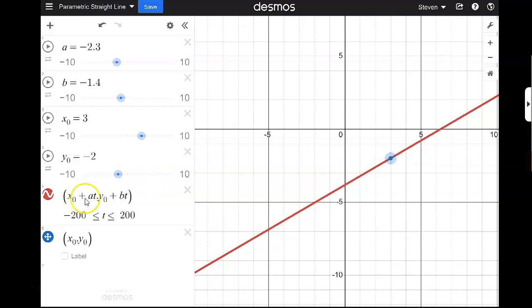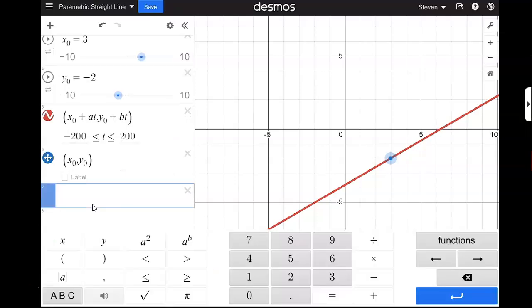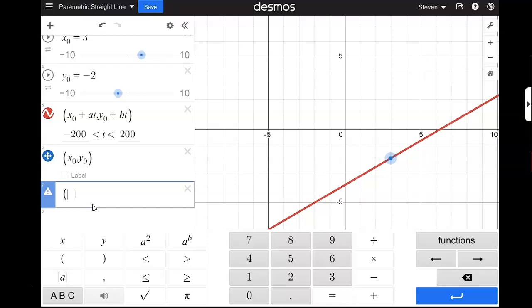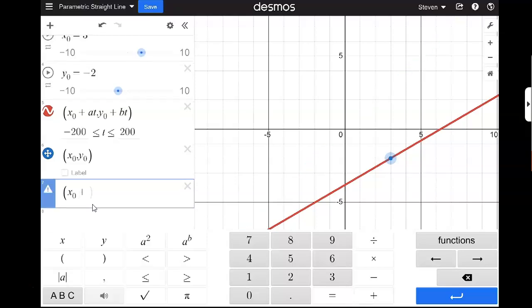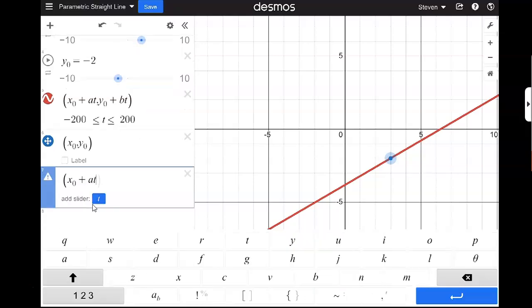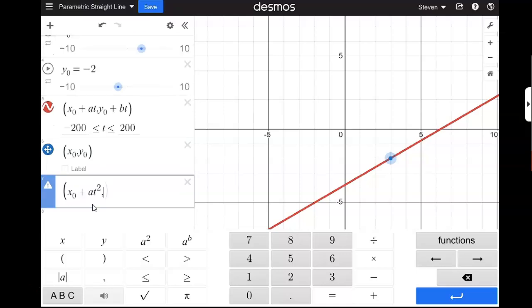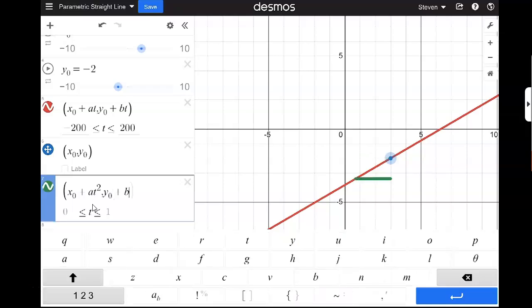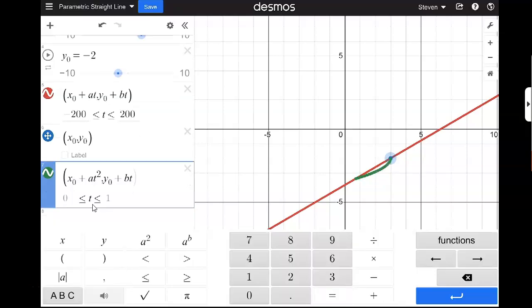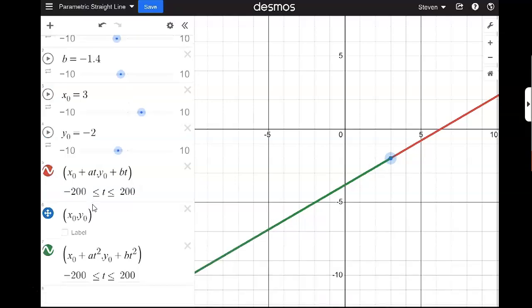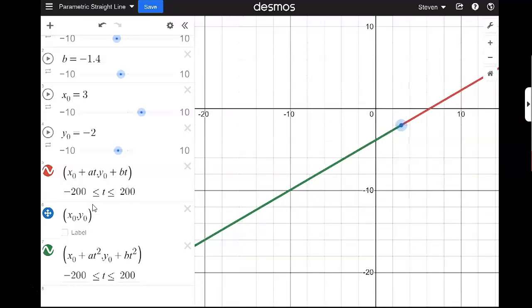Now, we maybe would have suspected that we'd have some kind of linear equation since the two pieces were linear. But remember, just because of what you have there isn't always going to dictate what you'll get. For example, consider this equation: x0 plus a t squared, comma, y0 plus b t squared. And again, I'm going to let t range from minus 200 to 200, just so I can see what kind of graph I'm getting here.